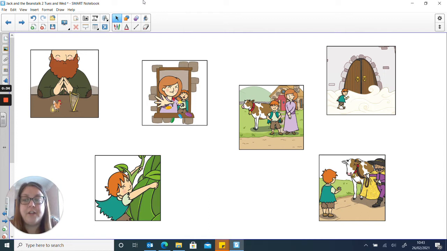So this is the first part of the story and going into the middle section. We're going to put these in order. So what I want you to do is pause the video and tell your grown-up which is first, next, then and so on. And obviously you won't be able to move them, but you'll be able to order them just by talking about which picture comes first, what's happening, and so on. So pause the video and have a go with your grown-up.